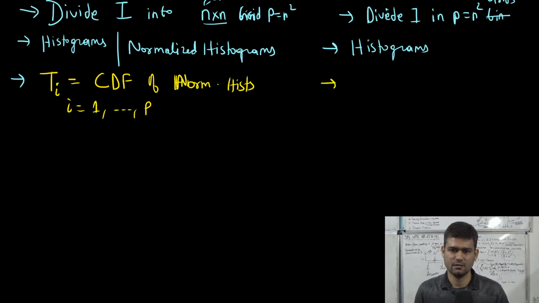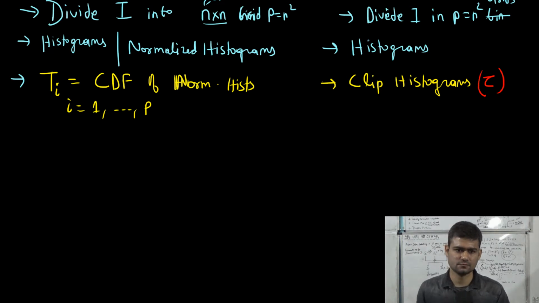Here we clip the histograms and redistribute. So we call this entire process just as clipping of the histograms by a user supplied threshold tau. On the left, we proceed as usual. We compute the transform values using bilinear interpolation.